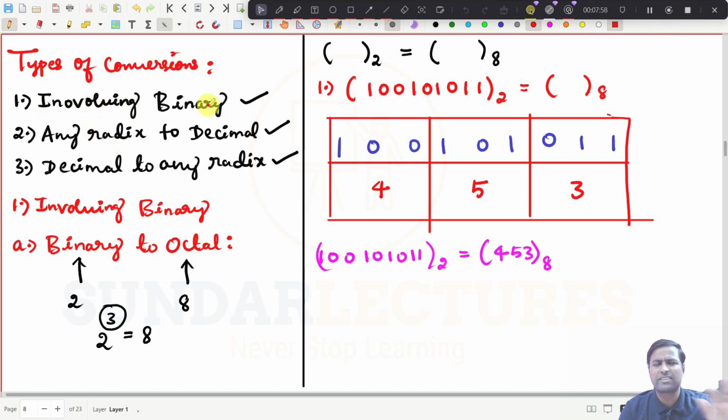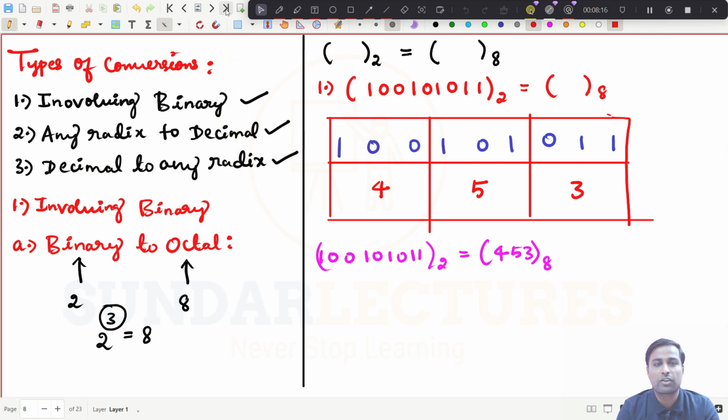The procedure will be same, whatever it may be. For involving binary, the procedure is same, single procedure. What we have done here, we have followed that one. And for any radix to decimal, that is what I have told you in the first lecture. And for decimal to any radix, that is what we have seen today.